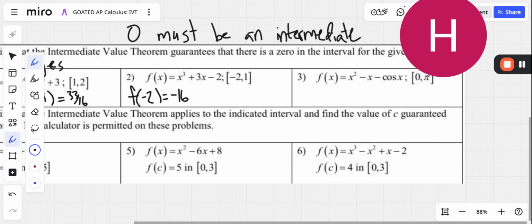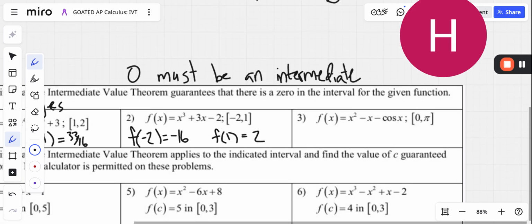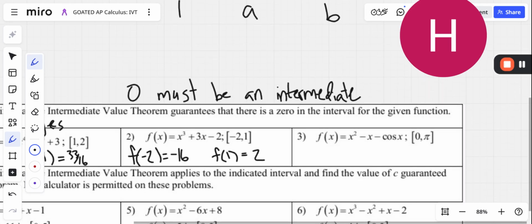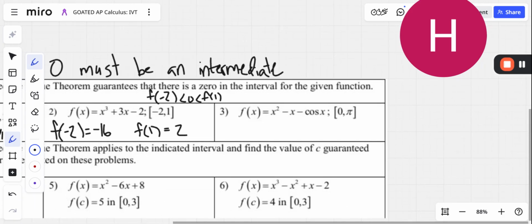And if you plug in positive 1, you'll get 2. So again, because 0 is in between these two y values, it's not just because 0 is in between negative 2 and 1. I want that to be clear. This is because f of negative 2, which is the y value, is less than 0, which is less than f of 1, which is the y value. Okay, good.